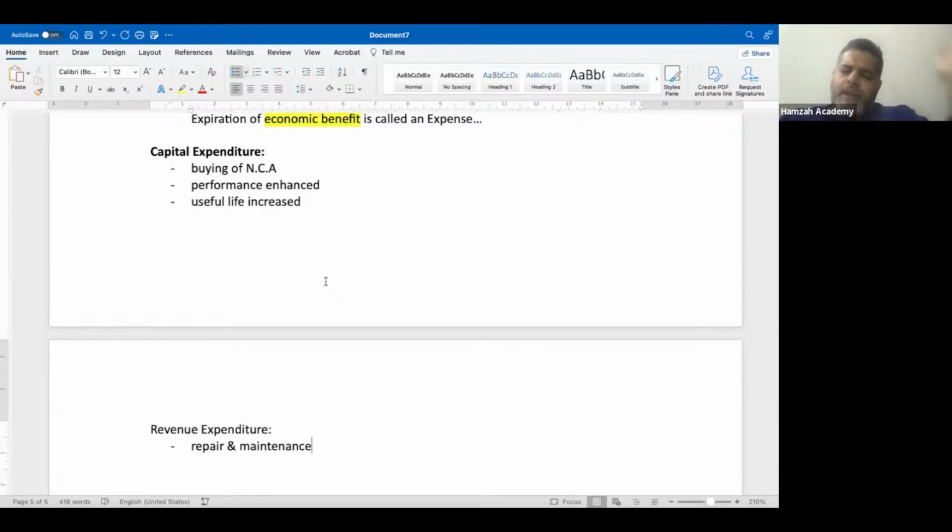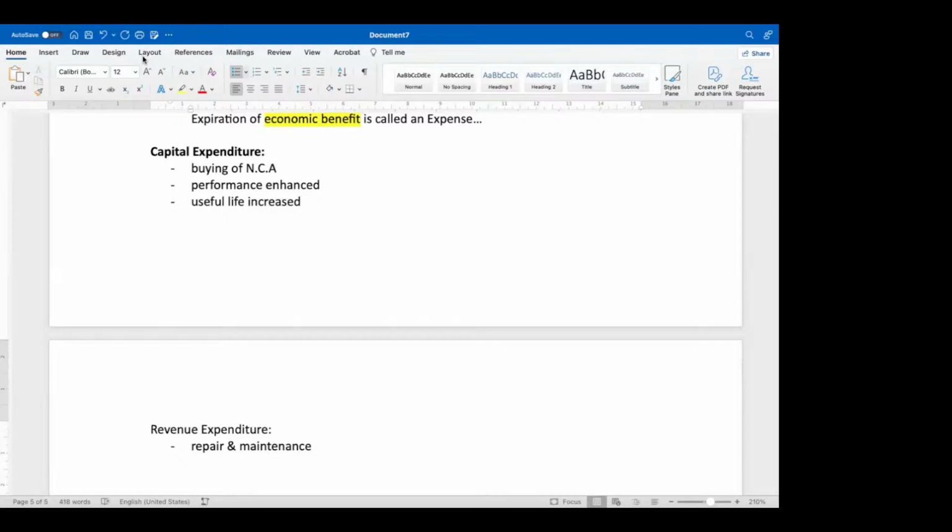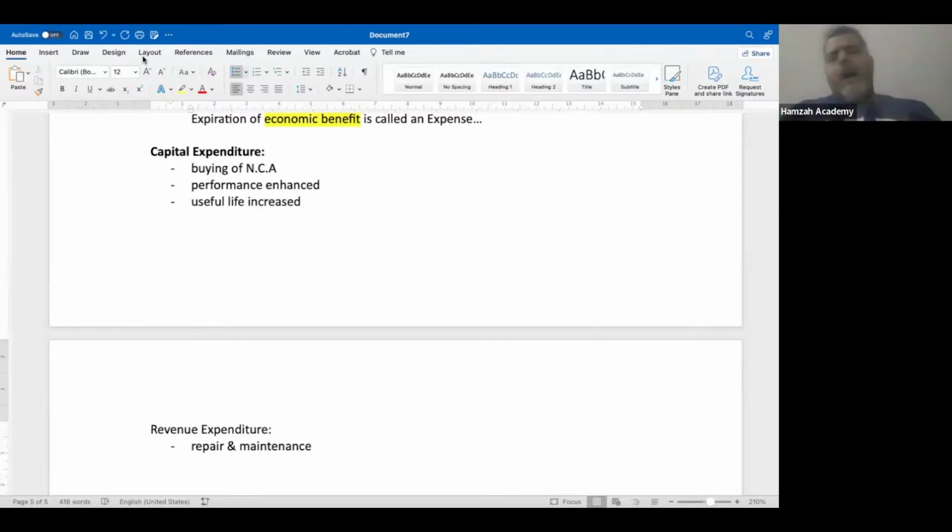He got the same capacity. It doesn't matter even if it's a different brand, but he got the same capacity HID lights, which help him see up to 1.5 kilometers at night, right? So the performance is maintained. It's not enhanced, so it's going to be a revenue expenditure. In order for an expenditure to be a capital expenditure, no matter how big or small the expense, you have to evaluate whether it's going to enhance the performance or not, whether it's going to increase the useful life or not, right?